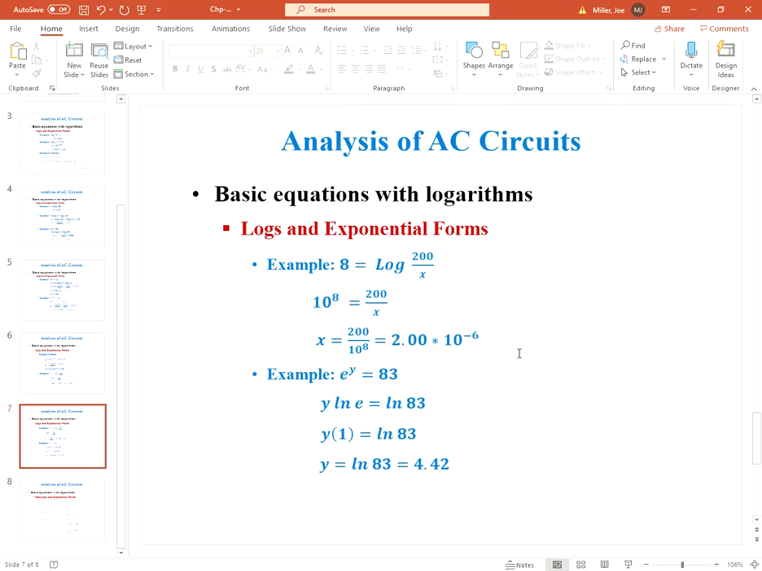Next, we have a natural log, or the exponential form of a natural log. e to the y equals 83. Obvious question is, what is y? Well, we'll take the natural log of both sides. The natural log of e to the y is y times the natural log of e. Natural log of 83 is shown here.